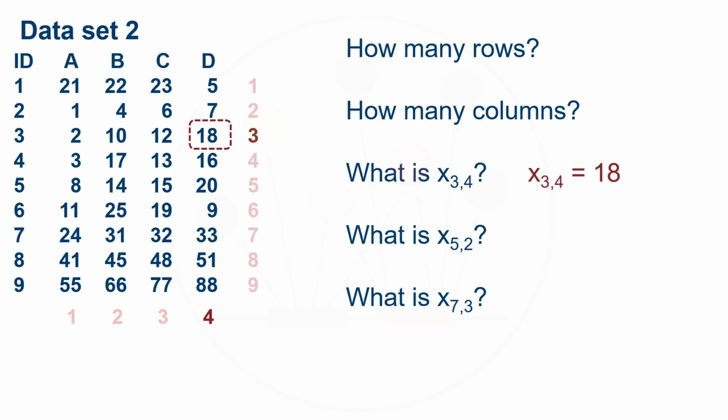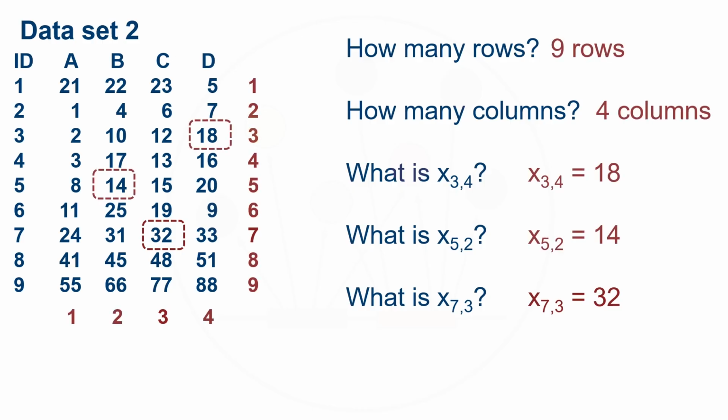x3,4 is going to be the value in the third row down and the fourth column across. That value is 18. For x5,2, that's the fifth row down, second column across, and that's a 14. For x7,3, that's the seventh row down, the third column across, and that's the 32. So we have a data table that's 9 rows tall, 4 columns wide, and we can identify the values within.